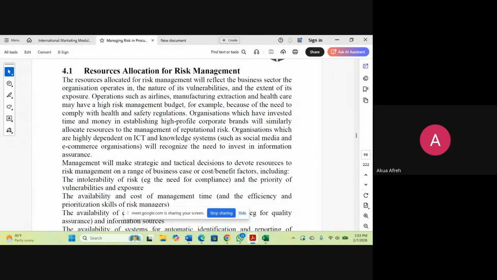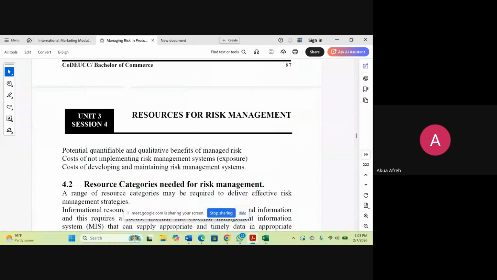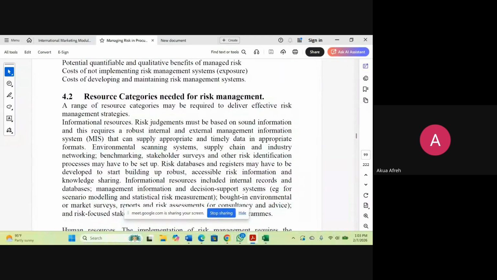You need to allocate resources. So I want to talk about why risk allocation is important when it comes to risk management.